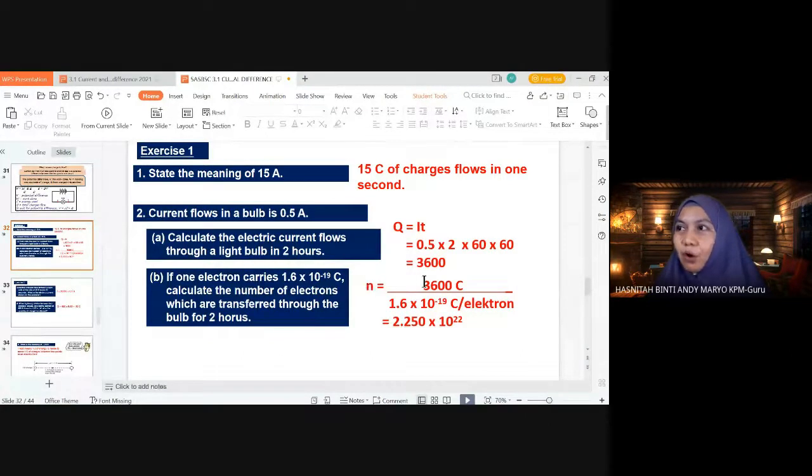Since we have calculated Q earlier in the first part, N equals Q divided by E. So Q, 3,600 coulomb, divided by the charge 1.6 times 10 negative 19. So this is the answer. Can you calculate, is this the correct figure or not? 3,600 divided by 1.6 times 10 negative 19. Is it 2.25 times 10 to the power 22?